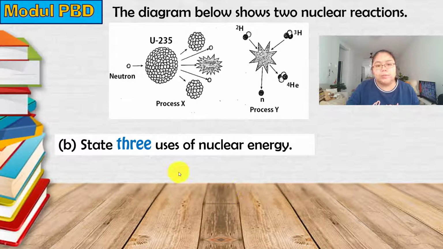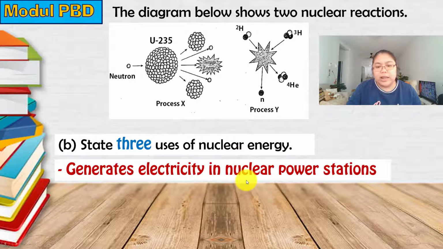Okay, then we go to B. You need to state the 3 uses of the nuclear energy. So nuclear energy, first one we know that generate electricity. Okay, 2 more. Okay, 1 more is that can power the submarine, and also one should be the satellite. Okay, we check the answer.